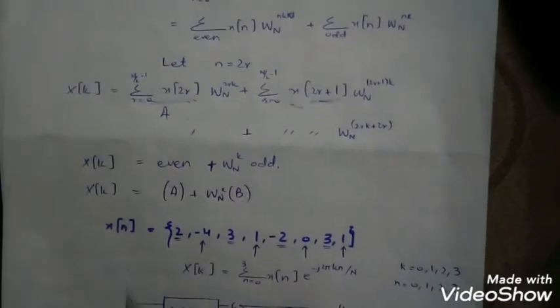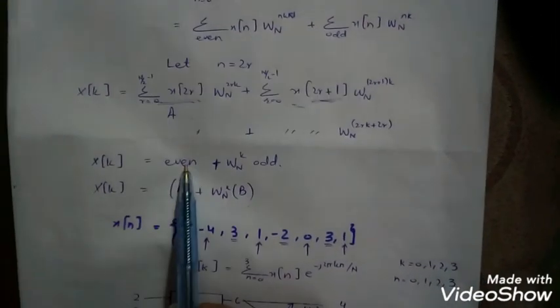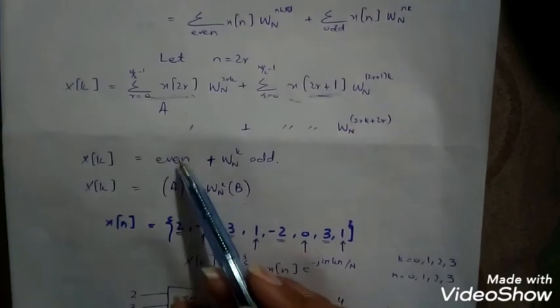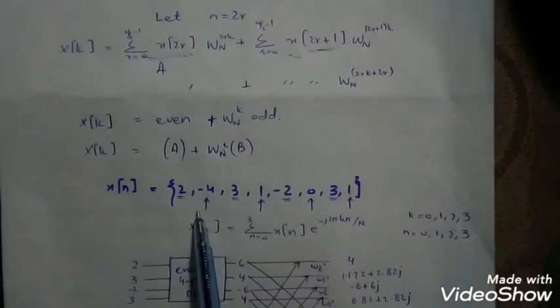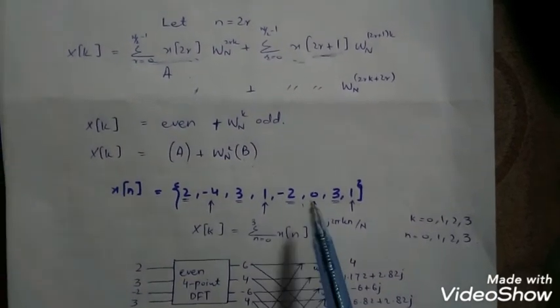So when we take the even it equals A, and when we take the odd it will be equal to B, so the equation will become x of k is equal to A plus W n up to k into B. Here this is the signal and we will calculate it according to the even or odd portions.